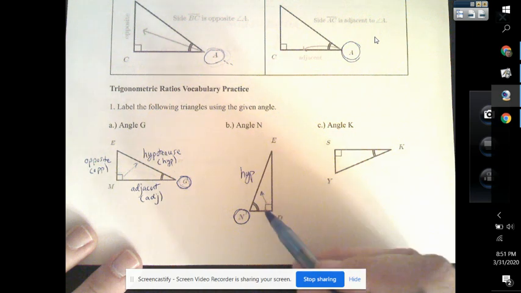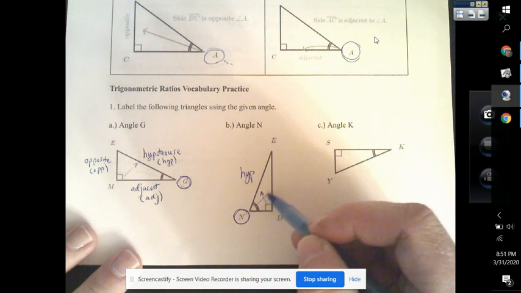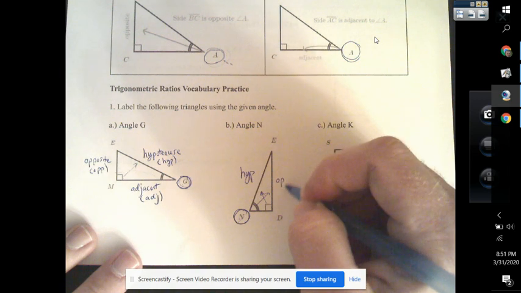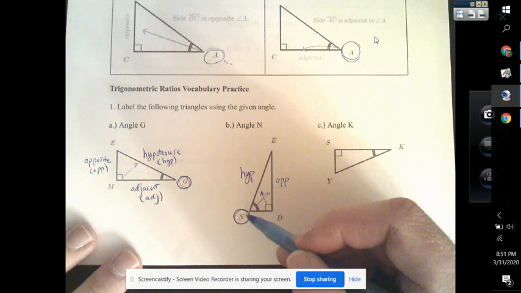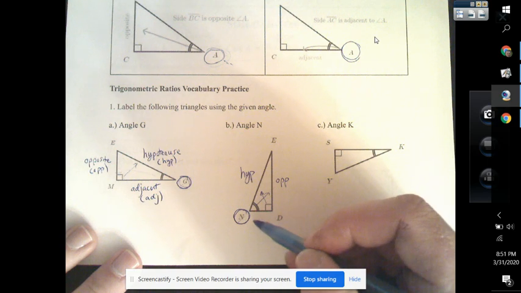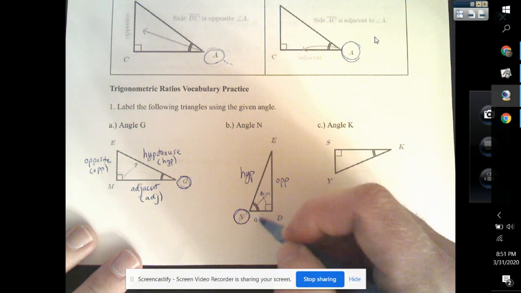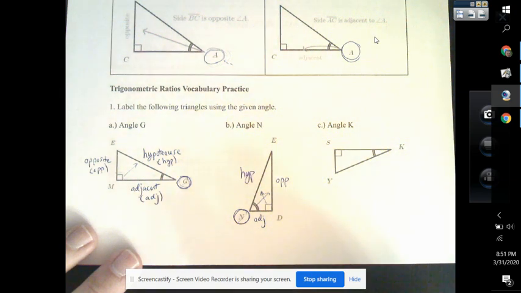All right, next I want my opposite. So my angle is N. Go across from it. Here's my opposite. All right, which then of course leaves me with what's my adjacent? The one next to your angle, but not the hypotenuse. Okay, very good. All right, let's take a look at one more.